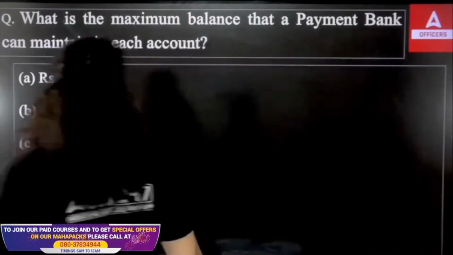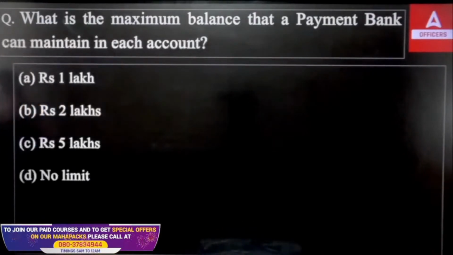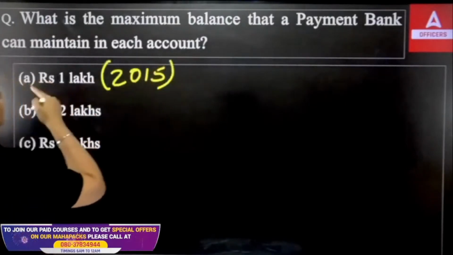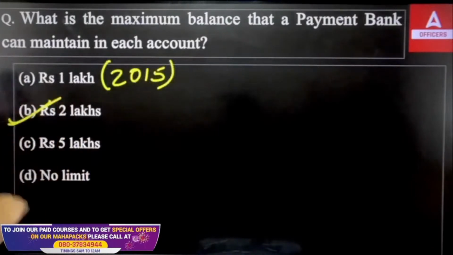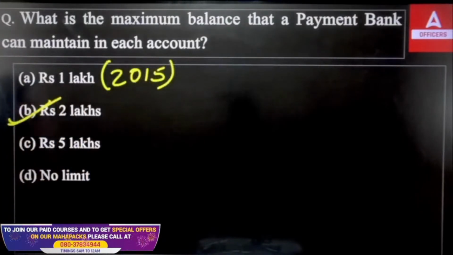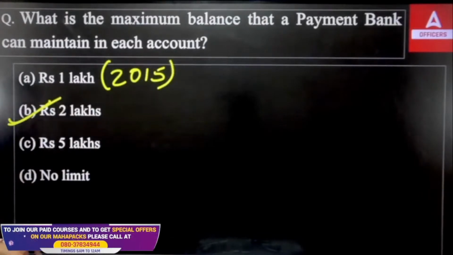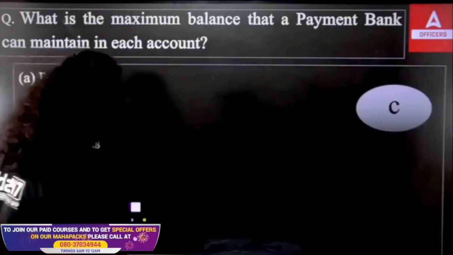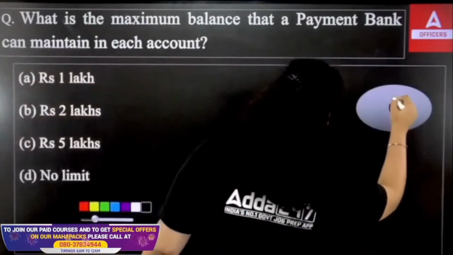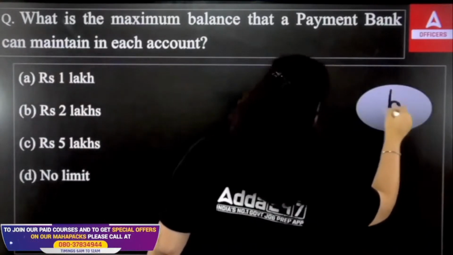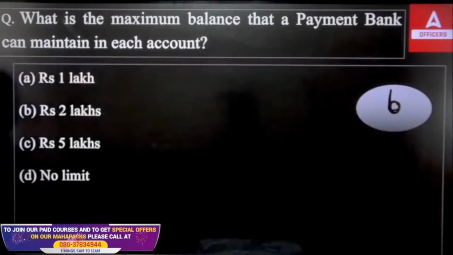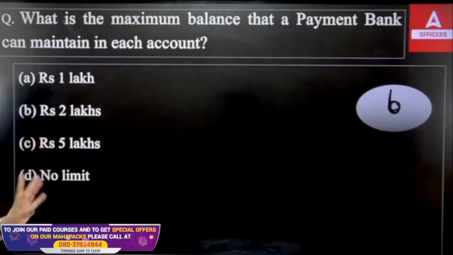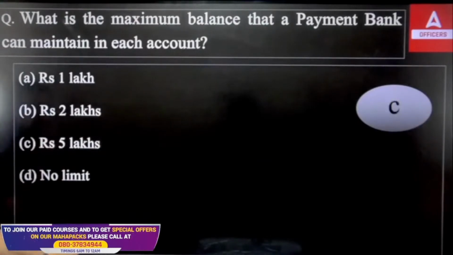So if we talk about the maximum balance that a payment bank can maintain in each account, when the bank was introduced in 2015, it was rupees 1 lakh. But now it is rupees 2 lakhs. Rupees 2 lakh per customer can be accepted by a payment bank now. Earlier it used to be 1 lakh, but now it is 2 lakhs. This is B. The right answer will be option B.